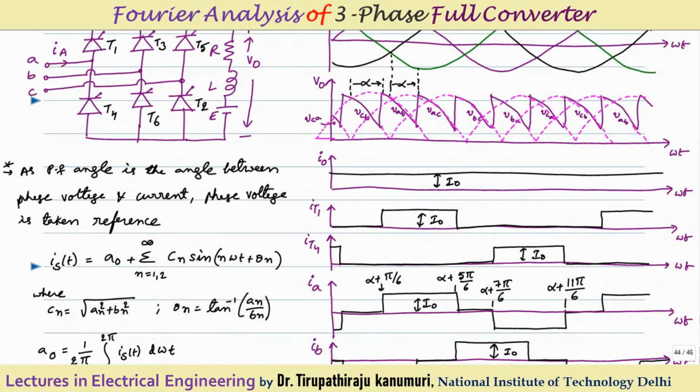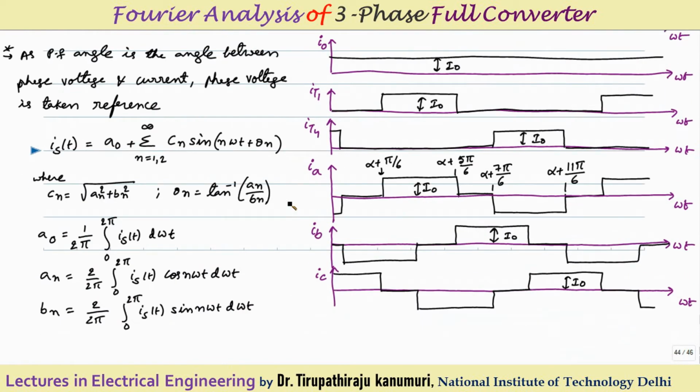In other words, if you take the current supplied by thyristor 1, thyristor 1 will conduct for a total duration of 120 degrees. For 60 degrees it will combine with the thyristor of the negative group of phase B, and for 60 degrees it will combine with the thyristor of the negative group of phase C. But IT1 is conducting for 120 degrees out of the 360 degrees. Similarly, if you take IT4, which is connected to the negative group of phase A, that also will be conducting for 120 degrees out of the total duration.